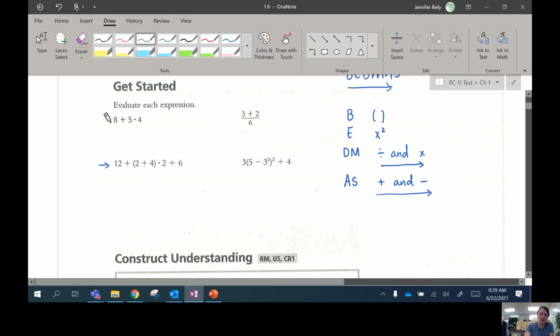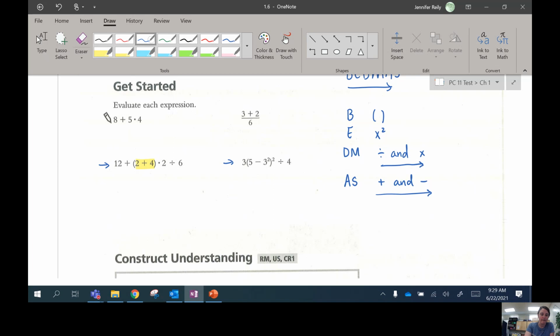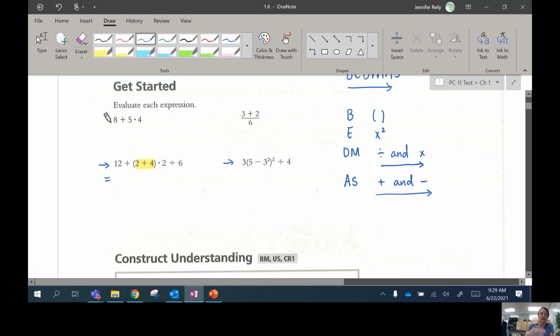I'm going to do this one and this one. So here we see that there's some brackets, so I'm going to do that first. And when you're writing your solutions here, you want to write it step by step, writing only one equal sign per line, and you write out the entire equation and only change the part that you've evaluated. So this would be 6. Now we want to do the multiplication and the division, and we're going to do it in the order in which we read. So we're going to do the multiplication first. So this would be 6 times 2, which is 12. Now we're going to do the division. 12 divided by 6 is 2, and then finally the addition.